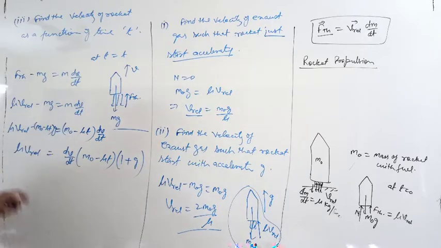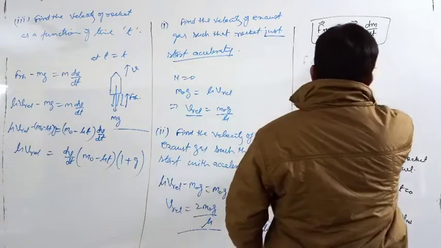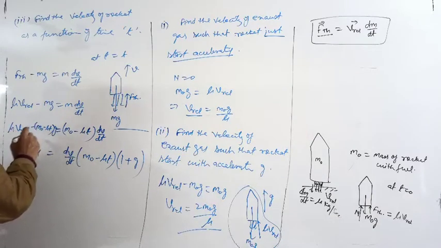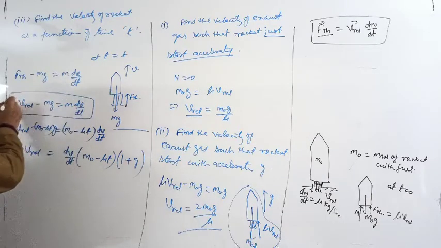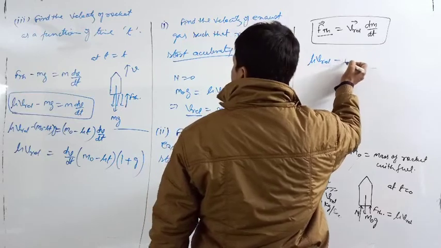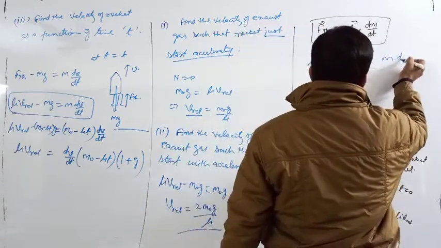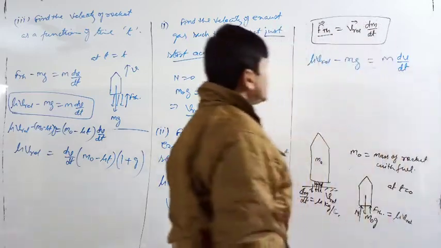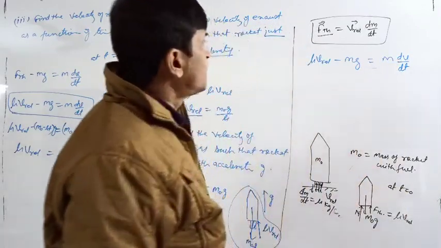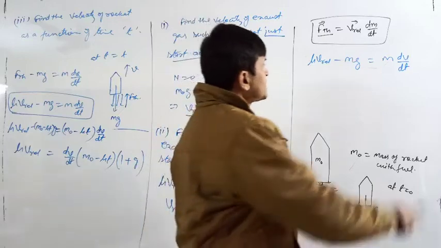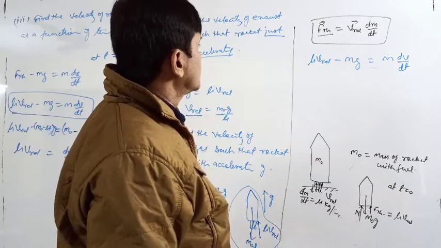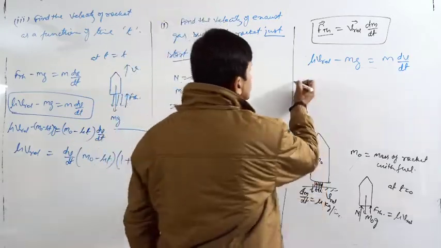Okay, so now let's see how to simplify this relation. We can simplify this equation first. Come to this equation here: mu into V relative minus mg, equals m dv by dt. That equation we can simplify. Here, see, mass is also variable. Mass is varying with time, velocity also varying with time.